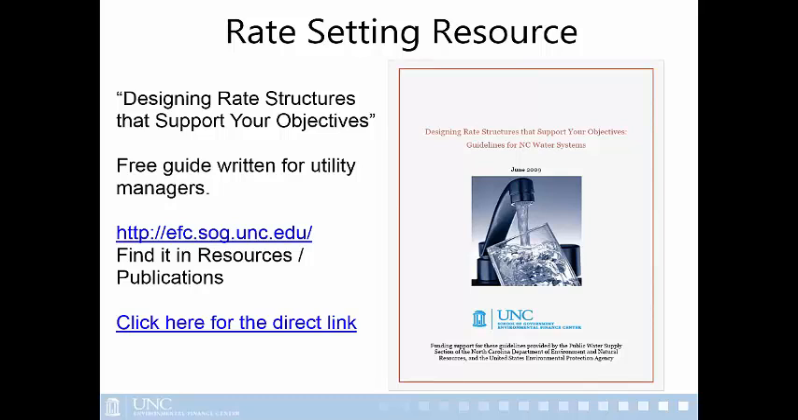I'm going to be mentioning a lot of things that we have already written in a resource guide that's called Designing Rate Structures That Support Your Objectives. It was originally written and funded by the state of North Carolina, and it was written for North Carolina utilities. There's maybe a few things in there that are North Carolina specific, especially about laws in North Carolina, but the vast majority of that resource is really applicable to any water utility across the country. So I'll be showing a lot of screenshots of some of the elements that were in there, and we'll be describing some of the rate structure designs from there, as well as some of the examples.